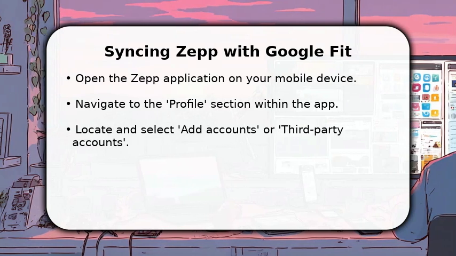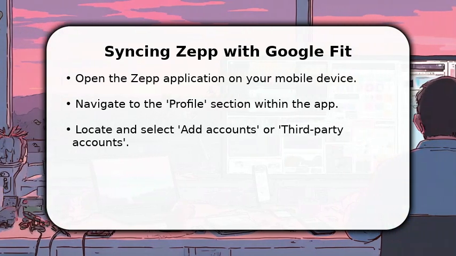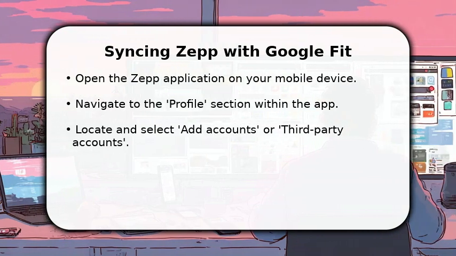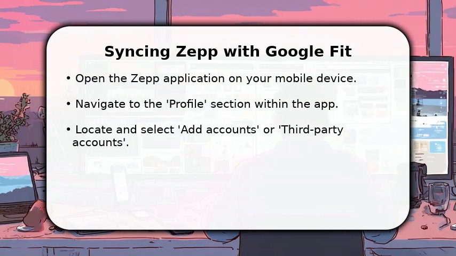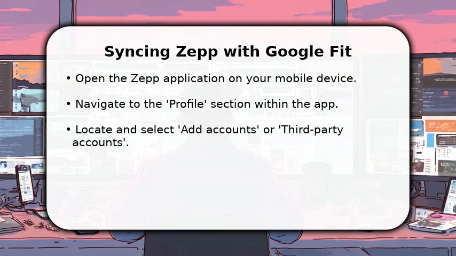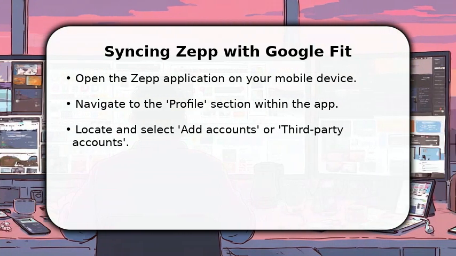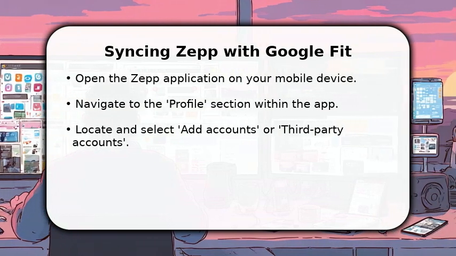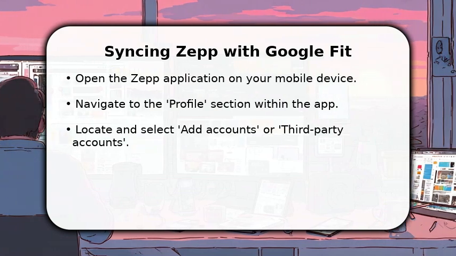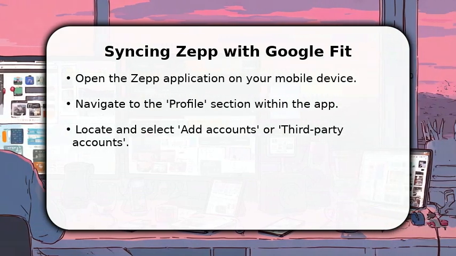In this video, I will explain how to sync your Zepp data with Google Fit. To begin, open the Zepp application on your mobile device. Once inside, navigate to the Profile section, usually found at the bottom right. From there, look for and select Add Accounts or Third-Party Accounts to start the connection process. This initial step is crucial for linking your health data platforms.